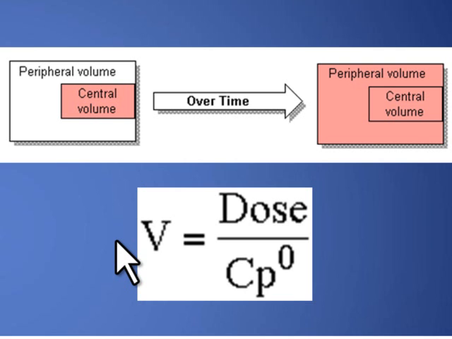Now, what if we had instead obtained an apparent volume of distribution of 250 liters? Is this possible? Did we make a mistake? In fact, it is not uncommon to have apparent volumes of distribution that greatly exceed the total body water volume.